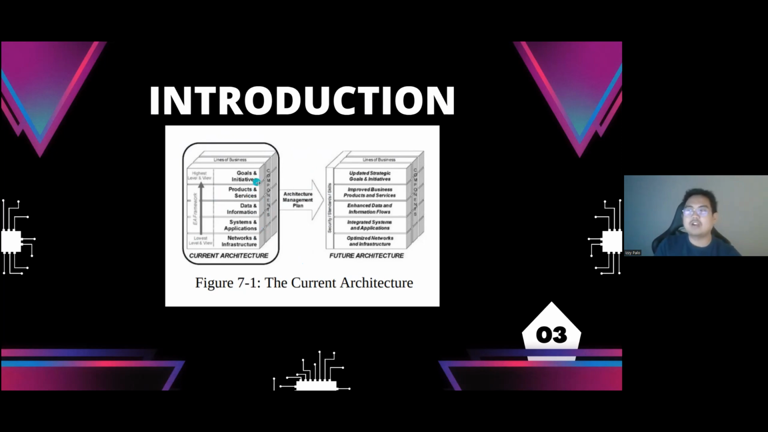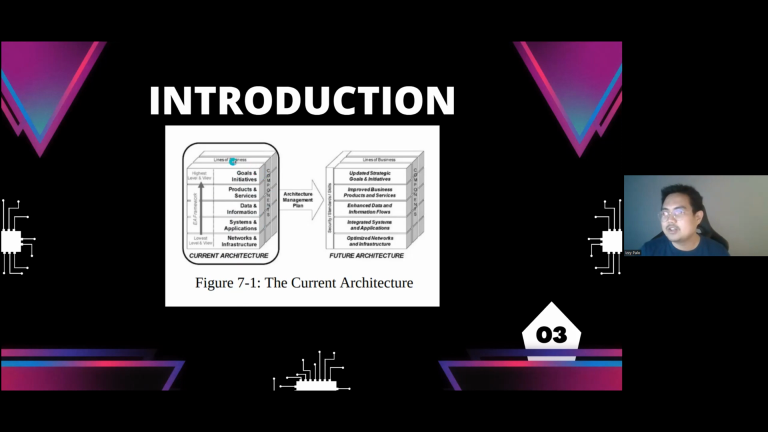to formulate our current architecture, what architecture we have in our company or in our business. It includes a lot of things, like goals and initiatives, products and services, data and information, systems and applications, and network and infrastructure. This is based on the EA framework, and as you can see here, the information is sorted from lowest level to highest level.